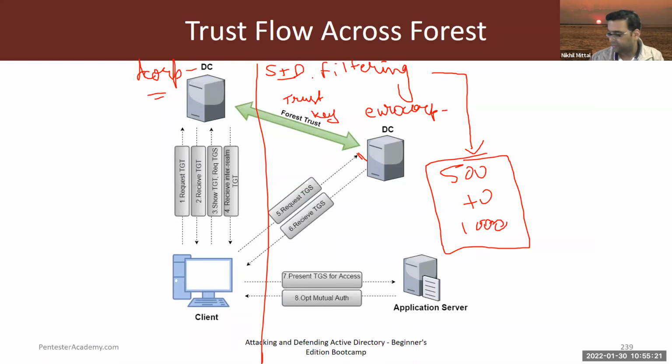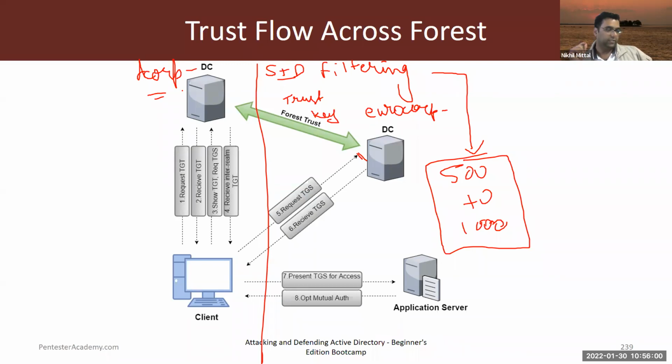So is SID filtering enabled by default across forest trusts? Yes. Can you disable SID filtering across forest trusts? No. Unless you mark this as a PIM trust and both the DCs must agree to that. All right. So that is what SID filtering is. And therefore, forest is considered to be a security boundary.